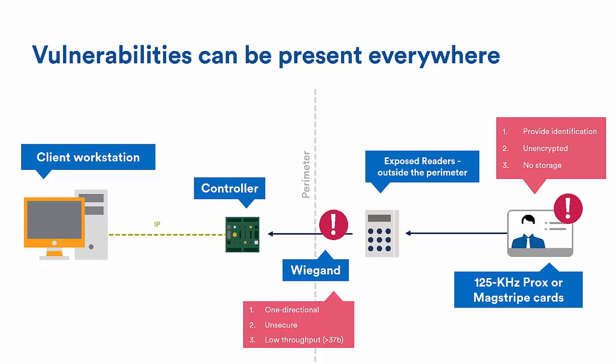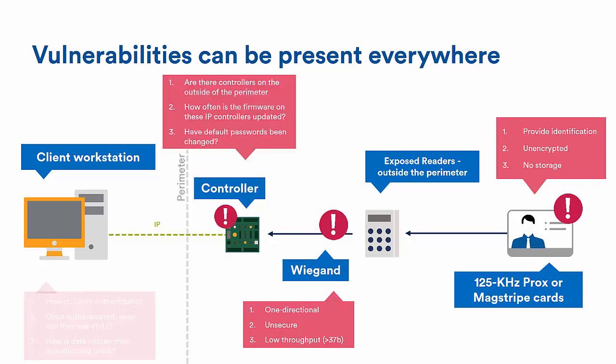Wiegand is also unsecure and unencrypted, so despite using a secure credential like iCLASS SEOS or MIFARE DESFire EV1, the sensitive info can be retrieved in clear, simple text over the Wiegand wire. It also has low throughput, so it takes much longer to pass the info up to the controller.